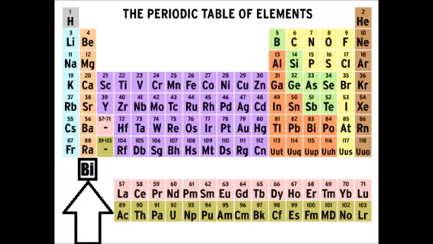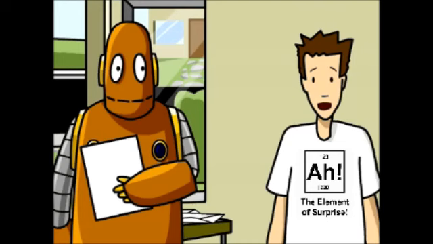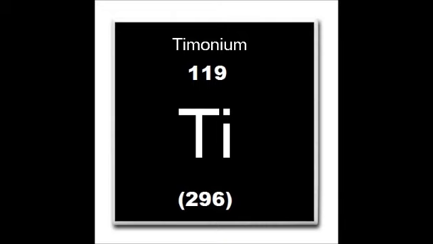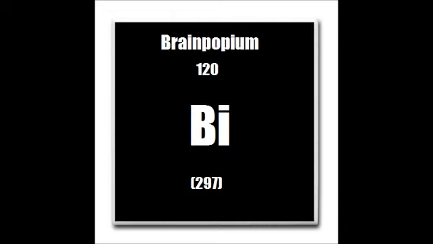As you can see here, this is where Brainpop Ms would be placed on the periodic table. A use of it may be in magnets or such. So now I hope you can see how patterns can be used in real life and on the periodic table. These patterns can be used to create new elements just like Mobion, timonium, and Brainpop Ms.